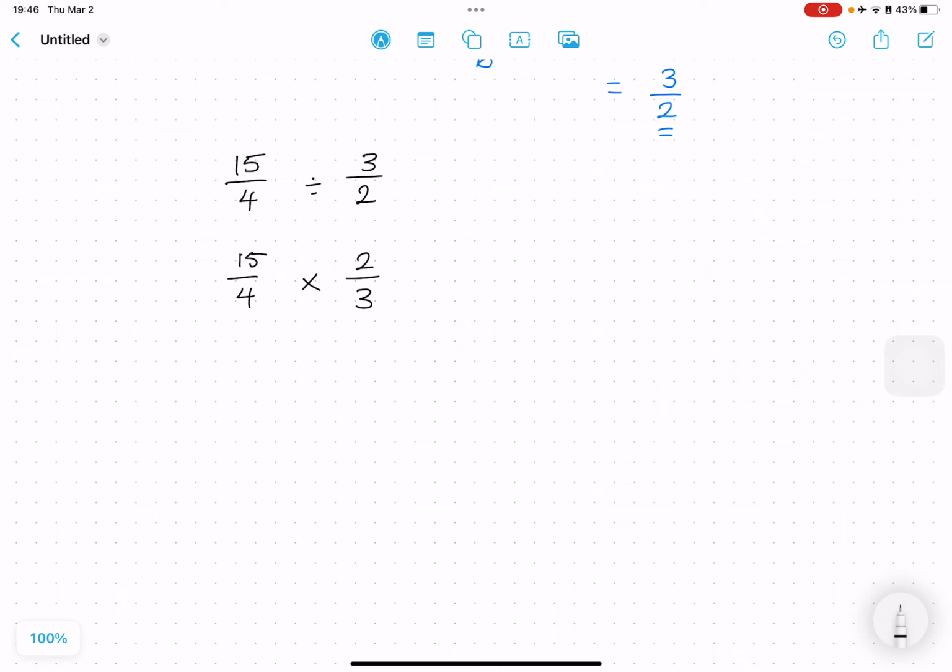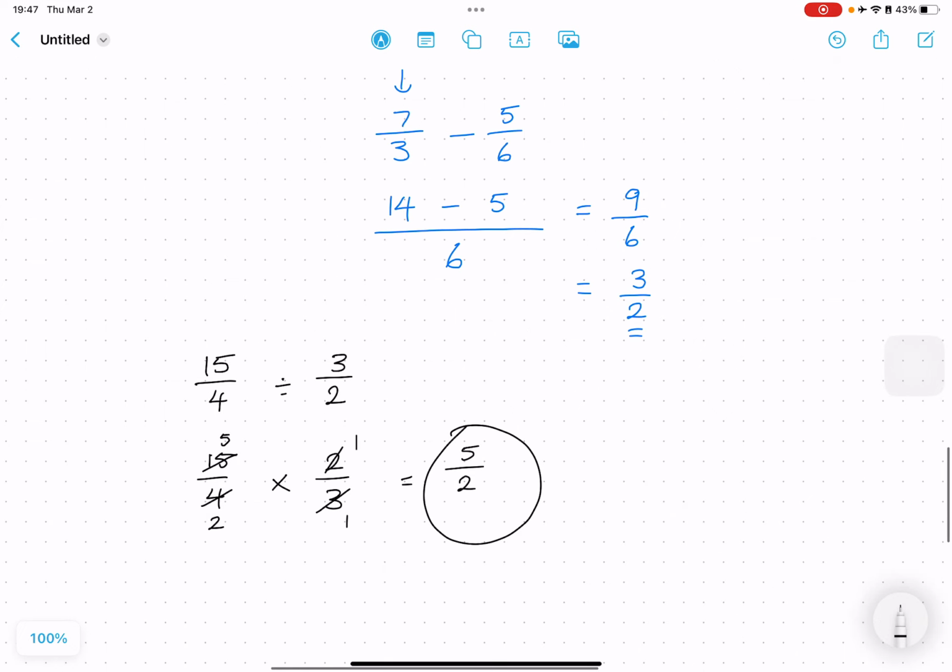And things could actually cancel here. So we could cancel the 2 and the 4. 2 could go into 2 one time, 2 could go into 4 2 times, and the 3 could also cancel. So 3 could go into 3 one time, and 3 could go into 15 5 times. So now this becomes 5 by 1 is 5, and 2 by 1 is 2, and that is your final answer. Now you did not need to cancel anything. You could work it out just like that and use a calculator to cancel it and divide it for you to get the same 5 over 2.